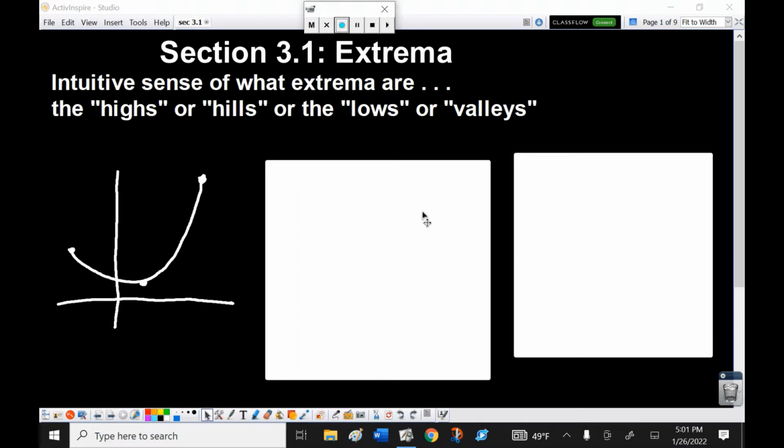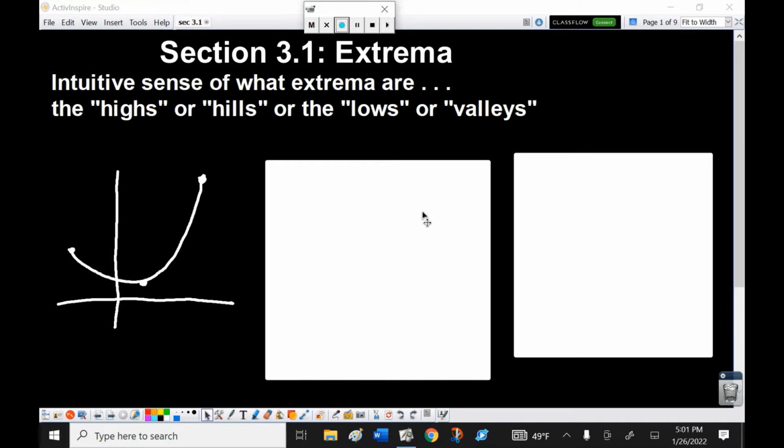Now, the word extrema means exactly that. It means the extreme cases on a function. For instance, the highest and the lowest. In this case, an intuitive sense of what extrema are: the highs or the hills, or the lows, the valleys.